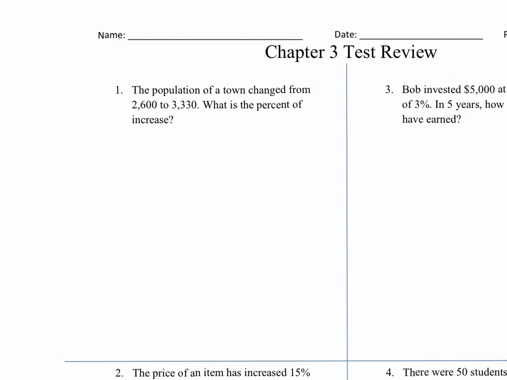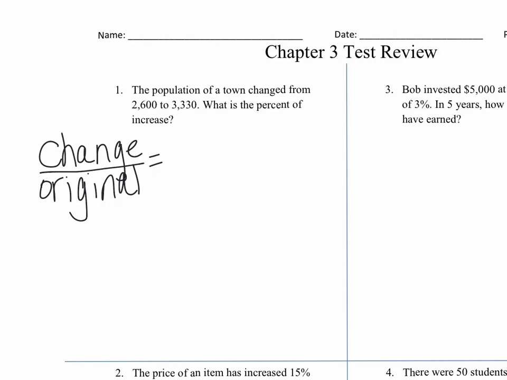Chapter 3 Test Review. Number 1. The population of a town changed from 2,600 to 3,330. What is the percent of increase? The proportion we're going to use for this is change over the original equal to the percent, which is what we're looking for, over 100.